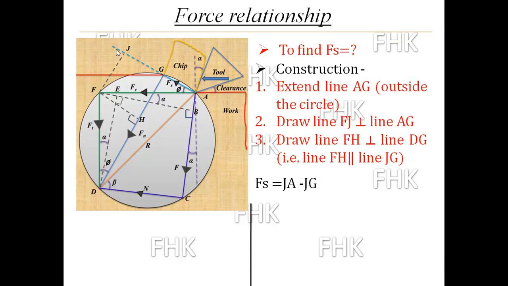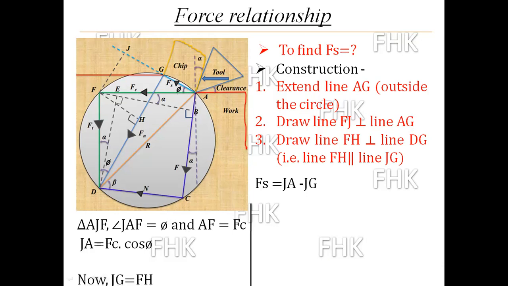So for finding JA, I will consider triangle AJF. Why? Because I know the angle phi here, and I know the value of FC here. Only one unknown is here, that is AJ. That's why I am considering triangle AJF. In that, this is angle phi, and AF is equal to FC. So JA is equal to FC cos phi.